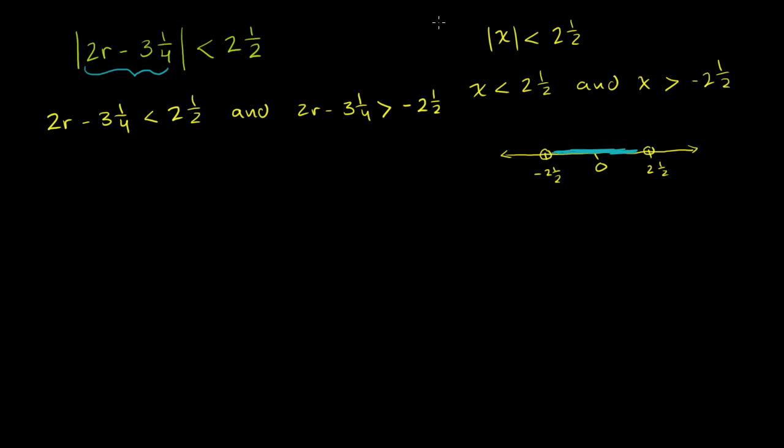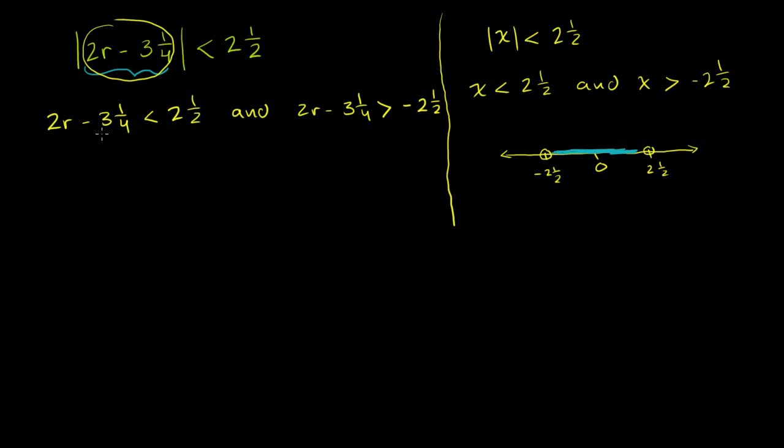Same exact reasoning here. Let me draw a line so we don't get confused. This quantity right here has to be greater than negative 2.5, and it has to be less than 2.5. So that's all I wrote there. So let's solve each of these independently.